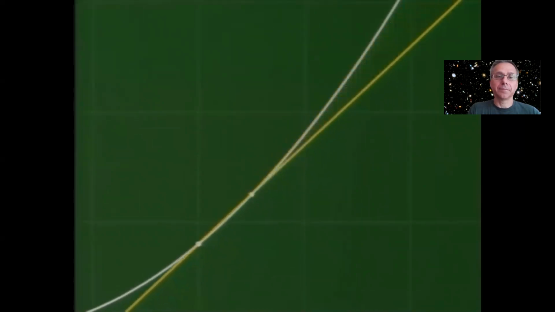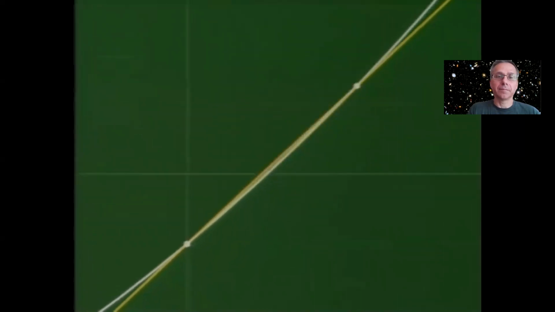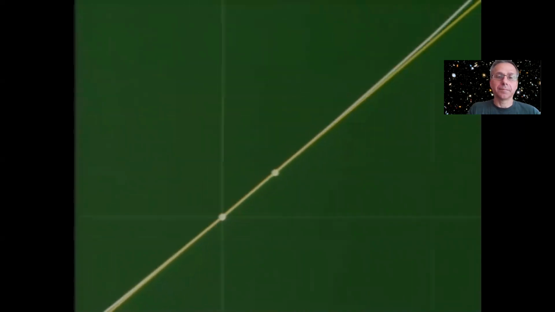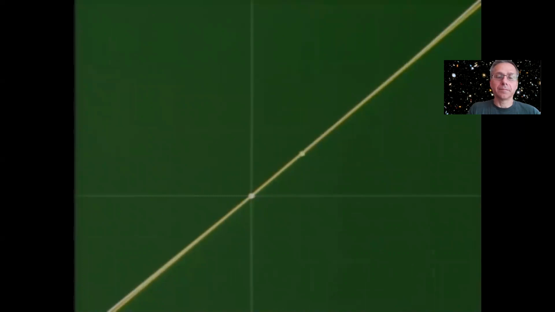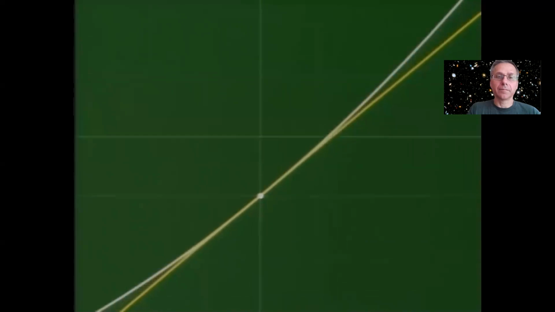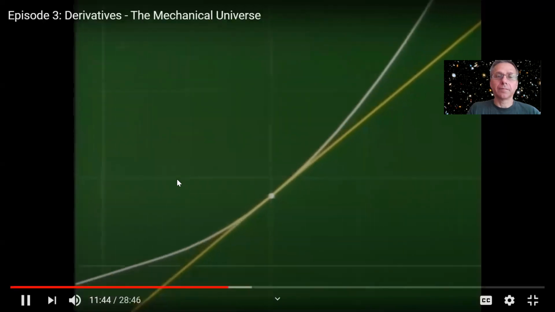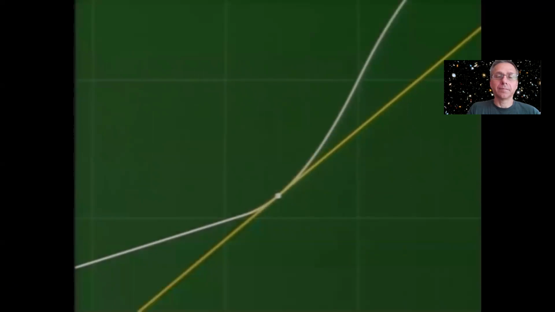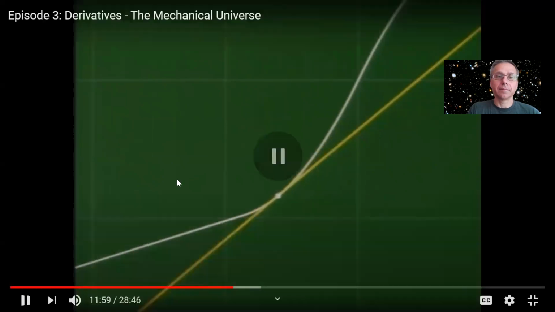Now, move the second point closer to the first. Move it even closer. The slope is a number, and as the points get closer together, the number gets closer to a certain value. It's reasonable to call that number the slope of the hill at that point. The line with that slope through the point is called the tangent line. And the tangent line is just what the chord turns into as the points get closer together. And the slope.